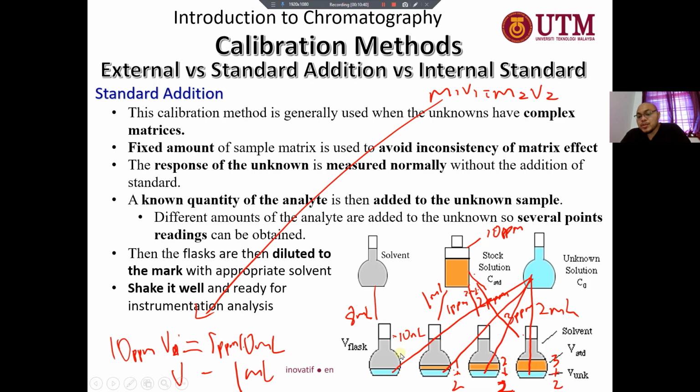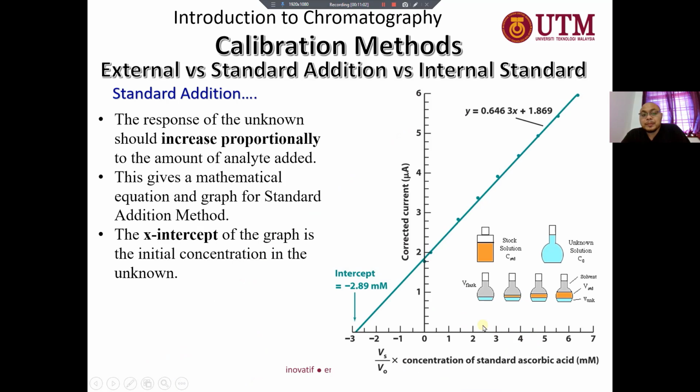Here it only shows you 1, 2, 3, 4, which is still not enough. You need to have at least 5 calibration points, so you need to have another flask, or the better way, you need to have 6. Here is just for an example. It's not a very good practice to have just 4 calibration points. You need at least 5 to 6 calibration points minimum.